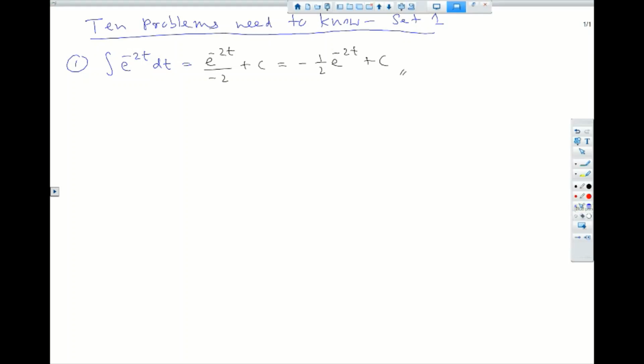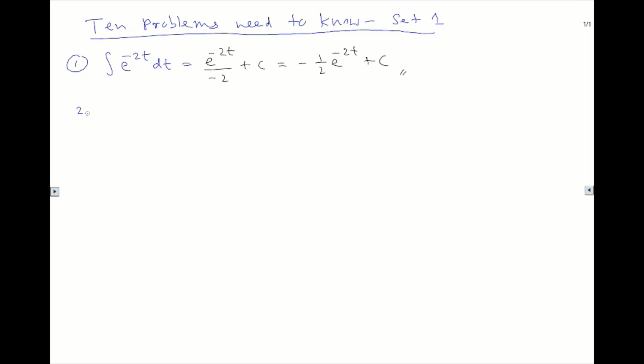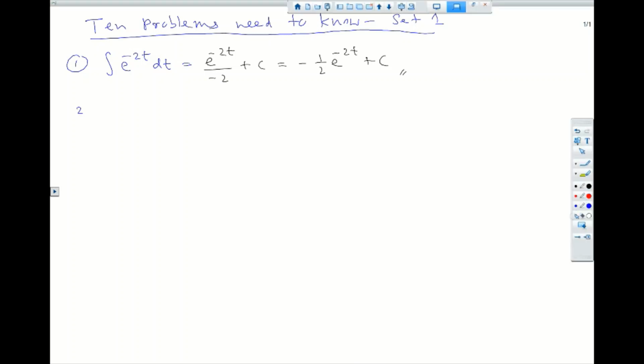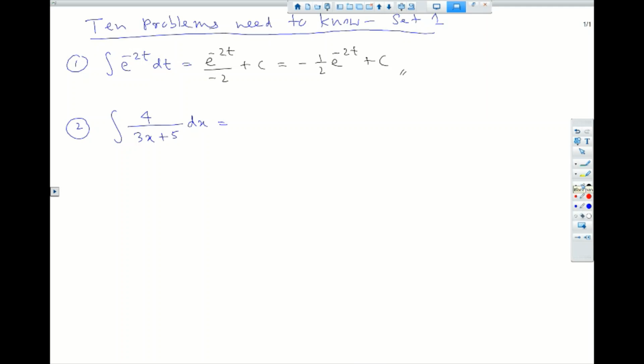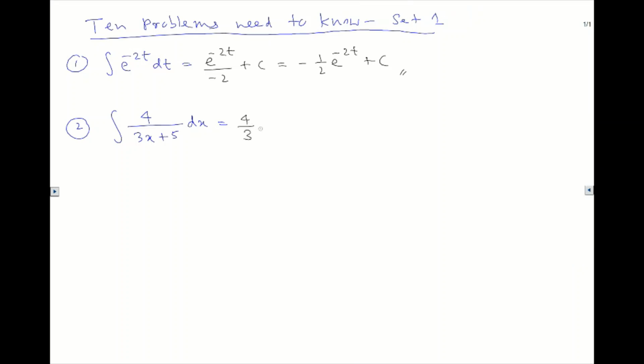So let's go to question number 2. Question number 2 is about something like the integral of 4 divided by 3x plus 5 dx, and you can see that this is a natural log problem. So what we can do, we can look at the derivative of the bottom function, which is 3. So we try to get the 3 in the numerator. So we pull out 4, and then we divide and multiply by 3, so we can write it like that.